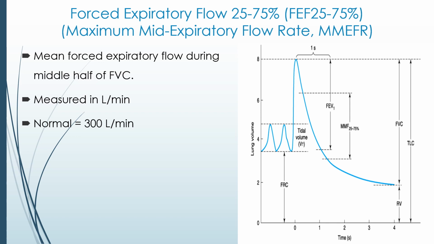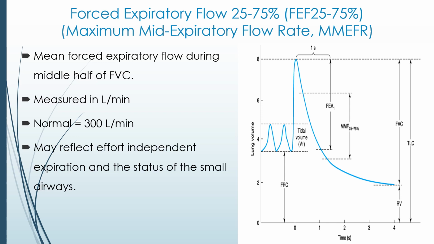The mid expiratory time refers to the time taken for the forced expiratory flow 25 to 75%. Normally the value is half a second. This time is increased in obstructive lung diseases. This may reflect the effort independent part of the expiration, and it also explains the status of the small airways.